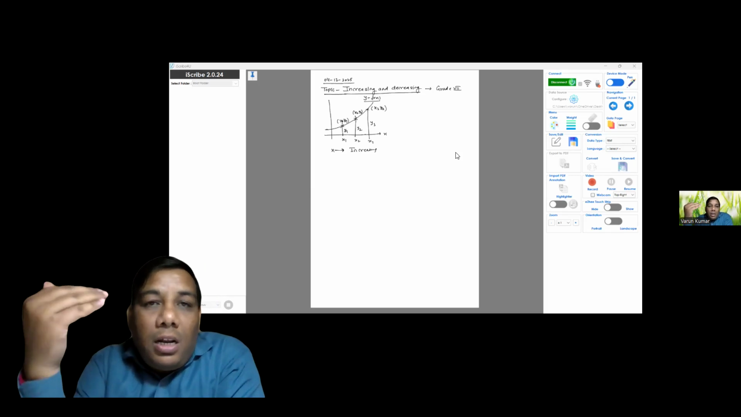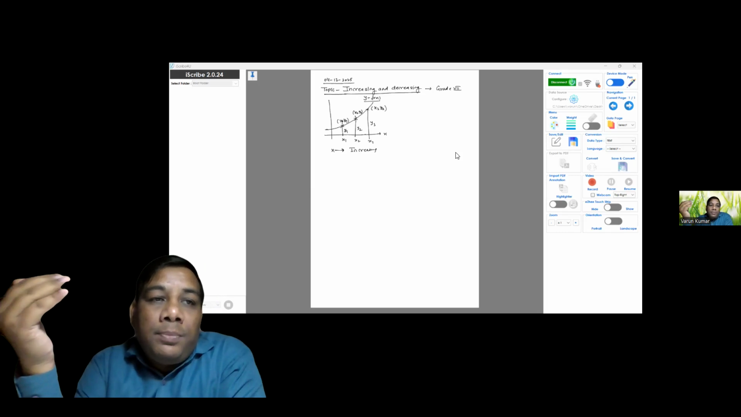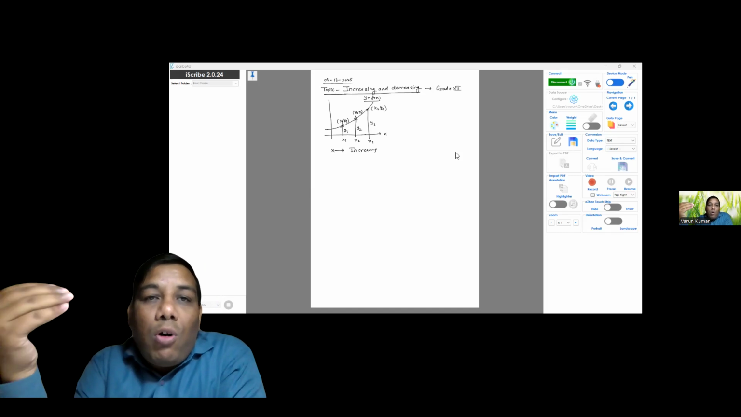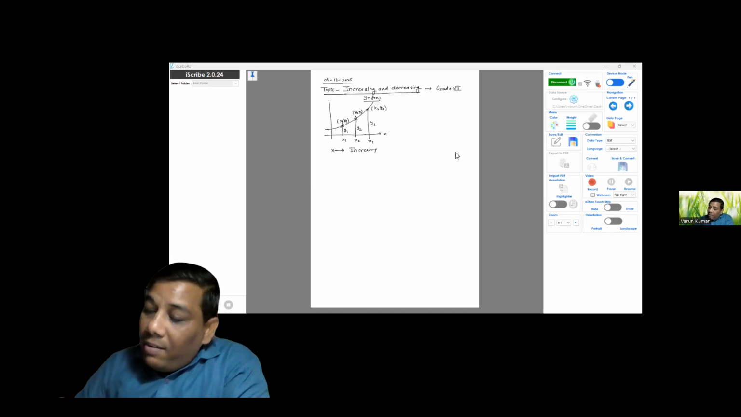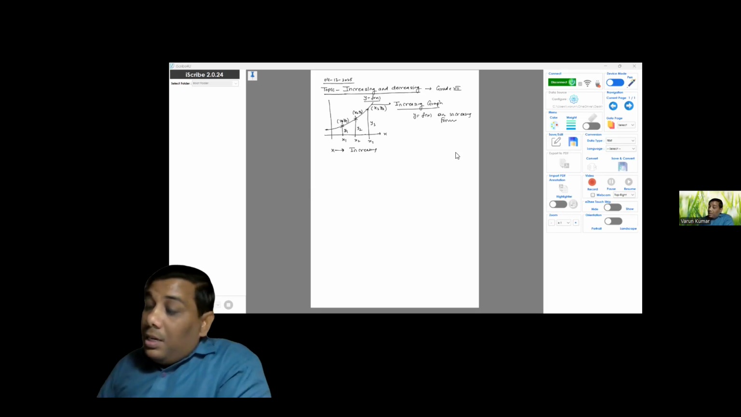जैसे जैसे x हमारा increase हो रहा है, in the same process y is also going to increase. Increase in the value of x means increase in the value of y. Then the graph of this function is known as the increasing graph. Or we can say y equal to f(x) is an increasing function. Now another one.